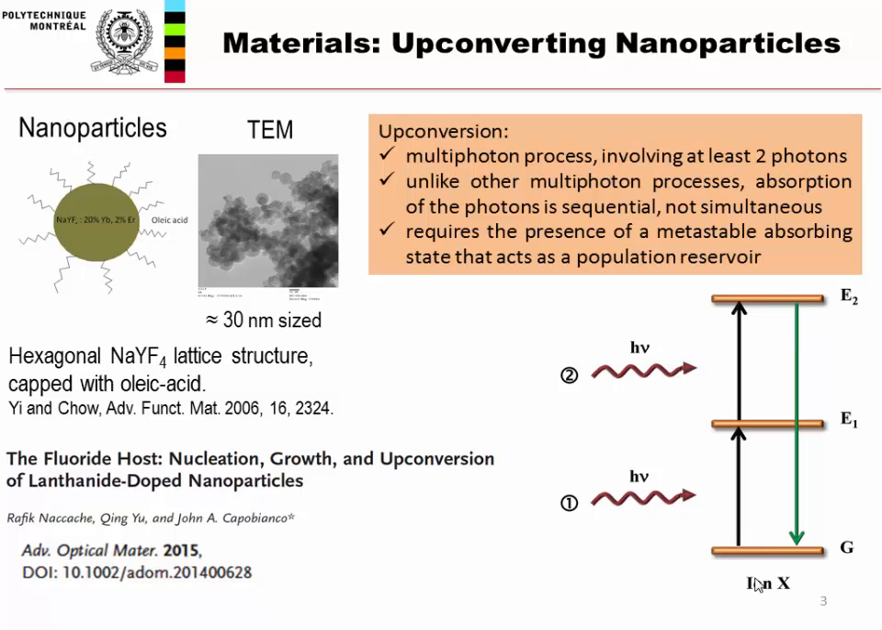So once we see the problem, just two words, even if you seem very aware of the upconversion process. Anyway, the upconversion process is a multiphoton process, so it involves at least two photons. So it's a sequential absorption of photons, not a simultaneous photon absorption, and then of course you have to have this metastable absorbing state between the ground state and the secondary excited state, in a way that it behaves like a population reservoir.